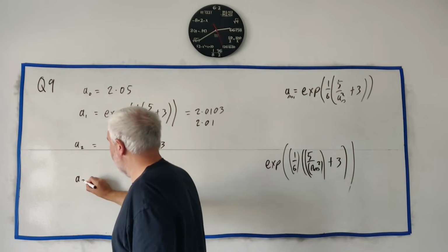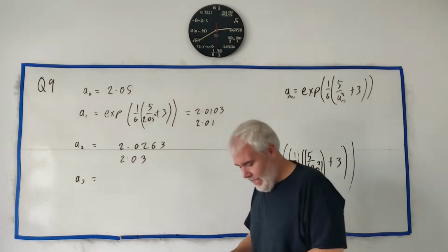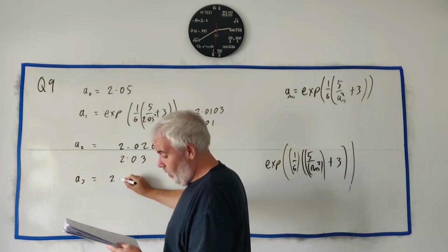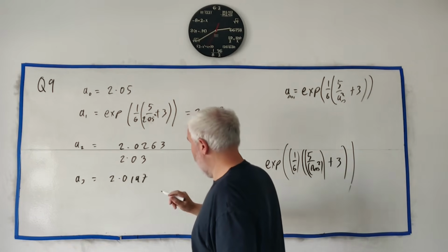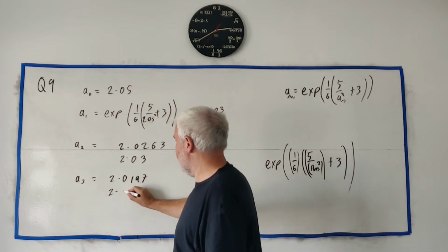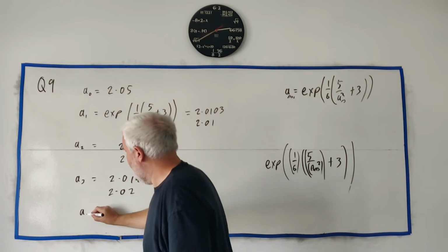All you have to do is press equals on your calculator again, if you do it that way. You don't have to. So if you do it the long way or the short way, you should get 2.01197. To 2 decimal places, that's 2.01. They don't agree, so you have to keep going.